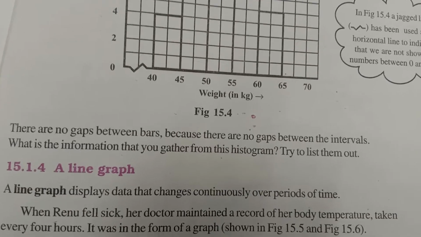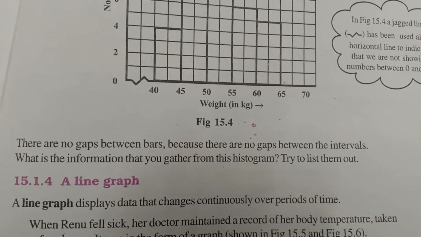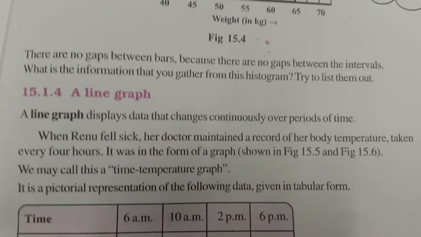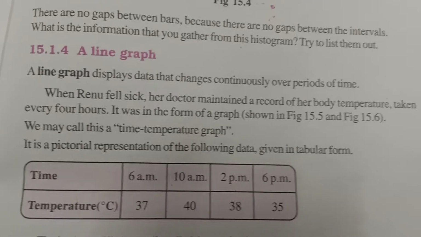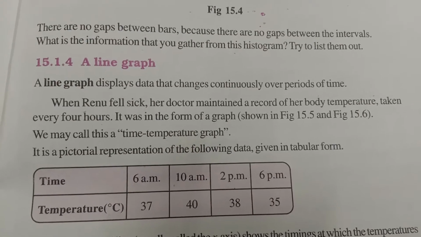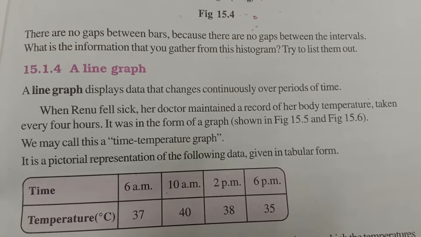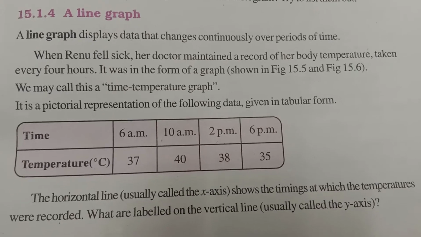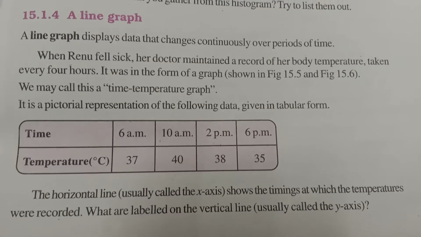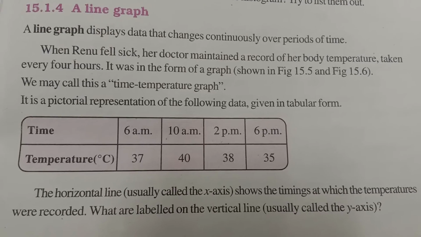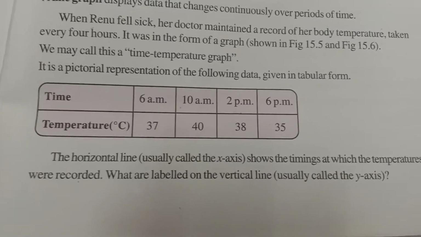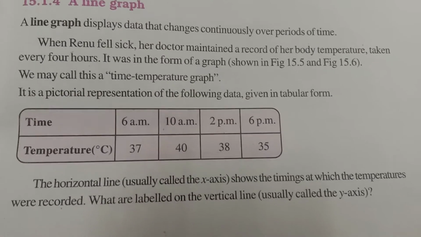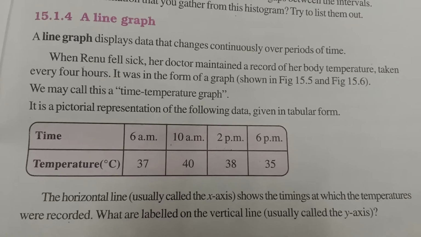So there are no gaps between the bars in the histogram, whereas we will find gaps between the bars in the bar graph. The last one is the line graph, which we are going to discuss. A line graph displays data that changes continuously over periods of time. So here we have a line graph. In a line graph, the horizontal line is called the x-axis, and the vertical line is labeled the y-axis.